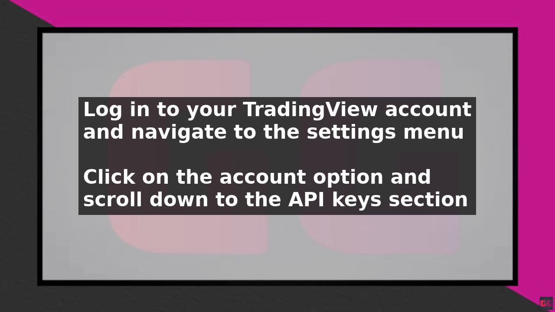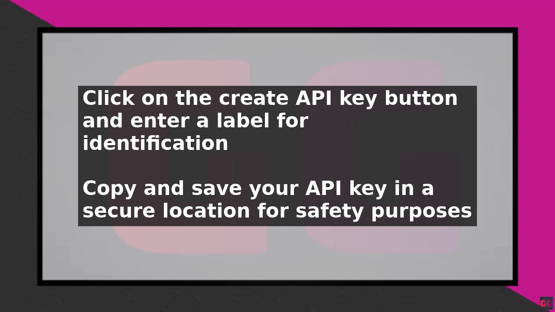You will then be prompted to enter a label for your API key, which can be any name that helps you identify the key. Enter a label and click on the Create API Key button. Your API key will then be displayed on the screen. Copy and save your API key in a secure location, such as a password manager or a secure note-taking app. Be sure to keep your API key private, as it grants access to your TradingView account.